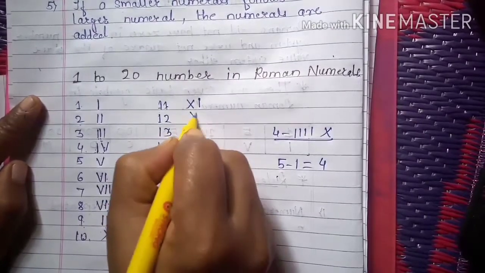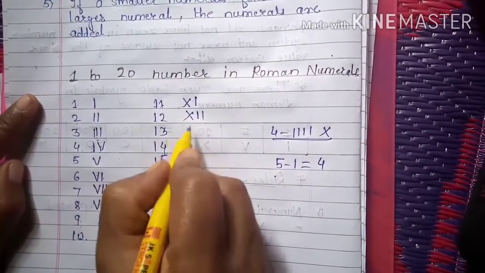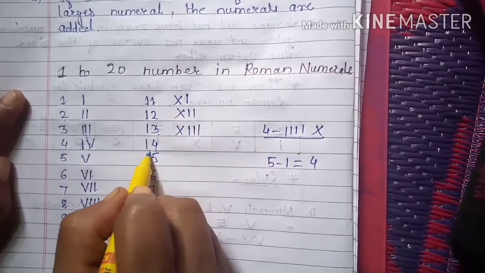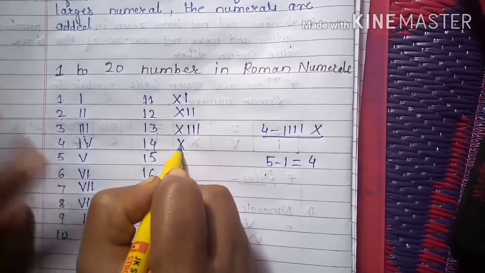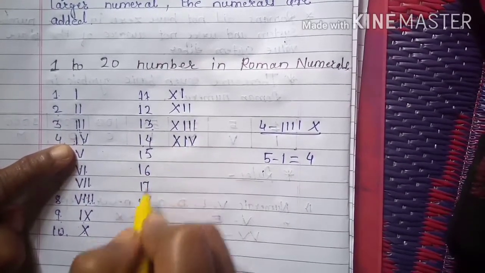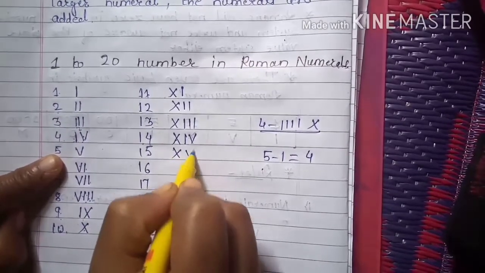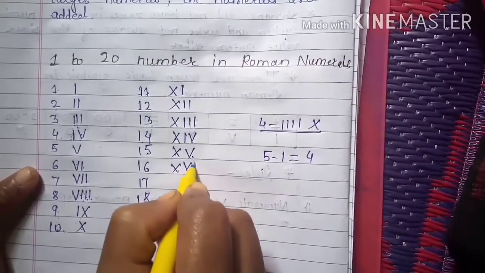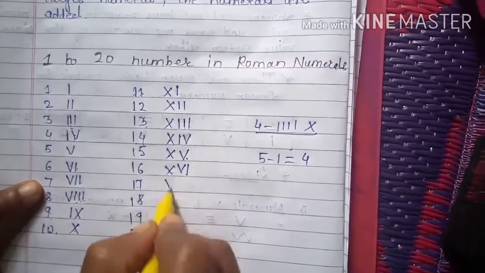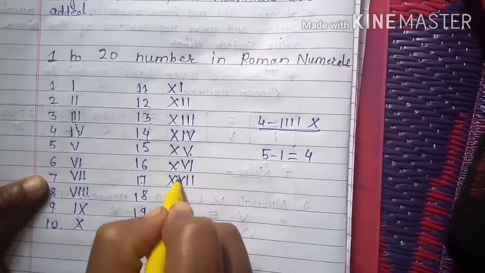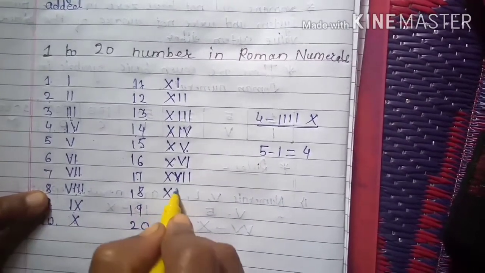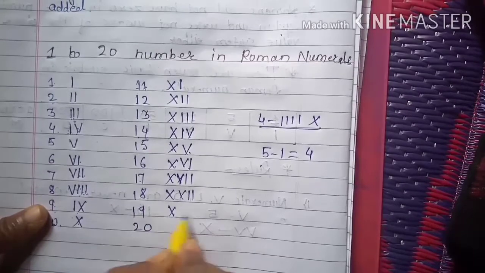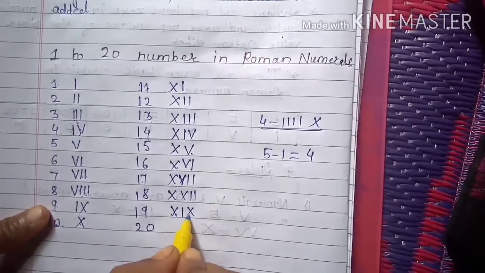It is 11. 12 means capital X and I 2 times. 13 means capital X and I 3 times. Now again 14 has come. 10, and 4 means I and capital V. 15 means 10 plus V, X plus V. 16 means X and 6. 17 means X as it is and write down this 7. 18 means X, V, I 2 times. 19 means X, I, X, because this is 10 and this is 9.